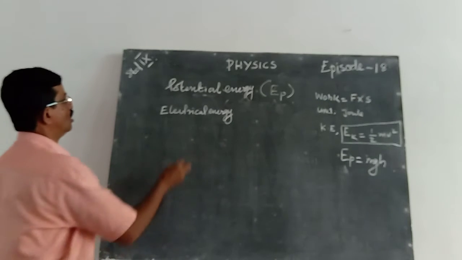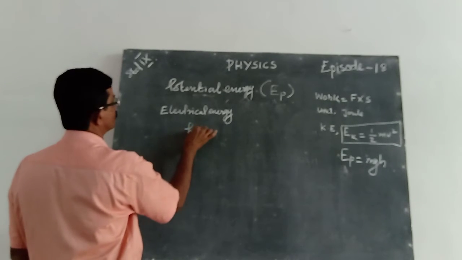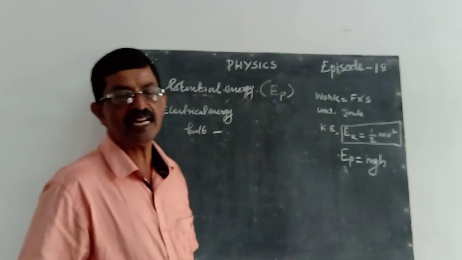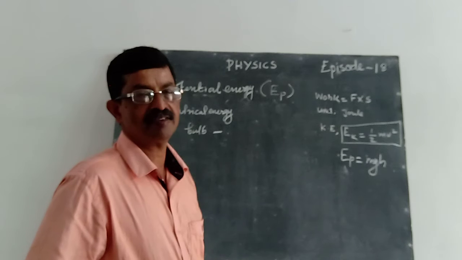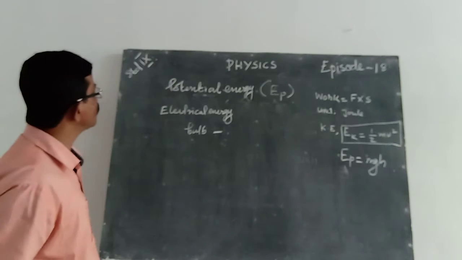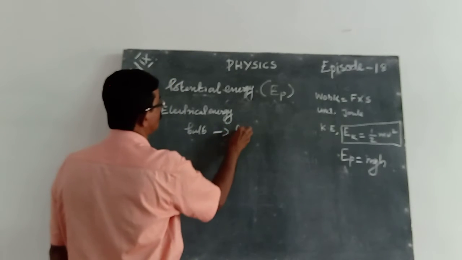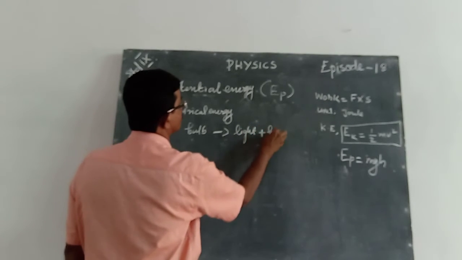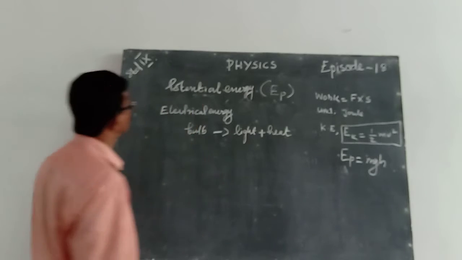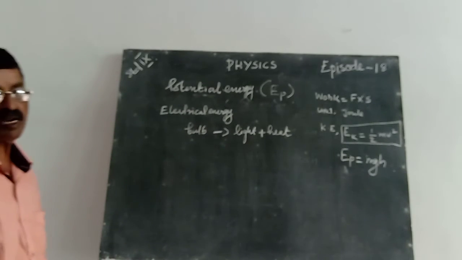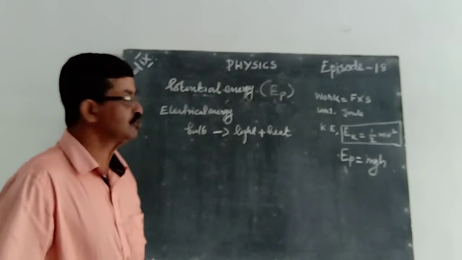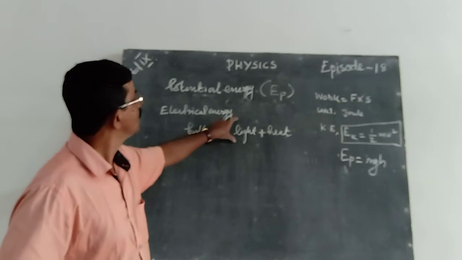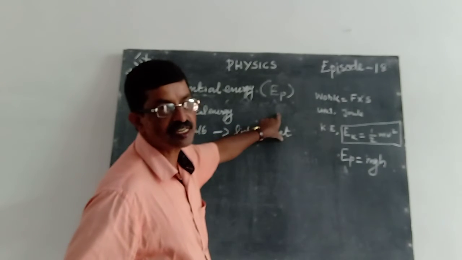In an electric bulb, what happens to the electrical energy given to it? A part of it is converted into light. There is also a certain amount of heat produced. So an electric bulb, which consumes electrical energy, changes it to light and heat.